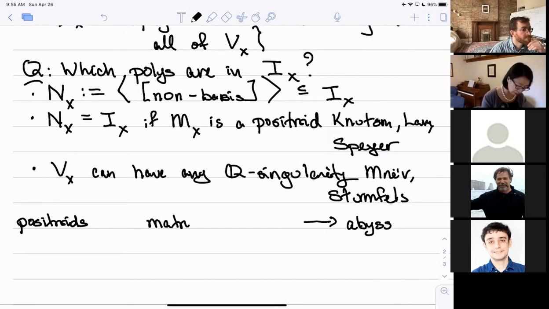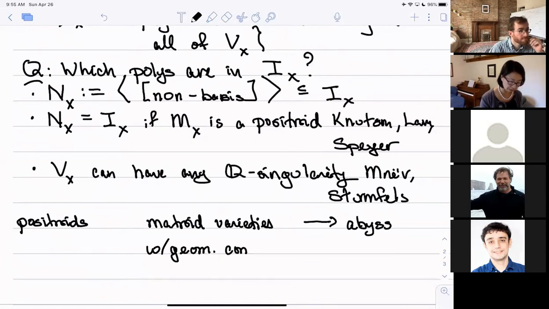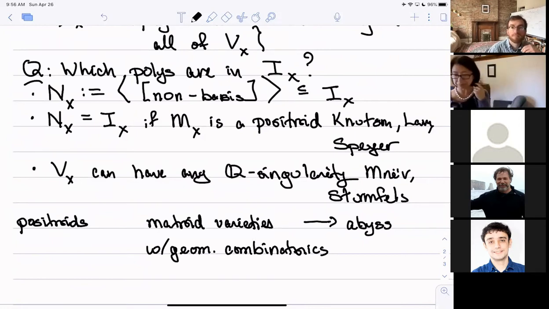And where we are is we're going to be working with matroid varieties that have interesting, rich geometry and combinatorics that's going to allow us to derive equations in the matroid variety in ways that we can really understand. Okay, so using the geometry and the combinatorics.